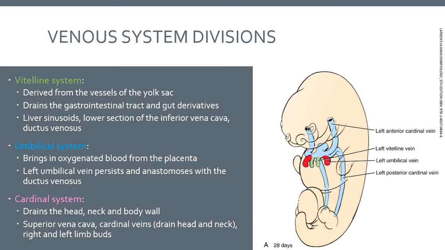Finally, there's the cardinal system. This drains the head, neck, and body wall. So these are the veins flowing from the head, neck, and body wall into the heart. And that would include the superior vena cava, the cardinal veins, which drain the head and the neck, and then the right and left limb buds are also part of that system. Oh, and I've missed my boxes again.